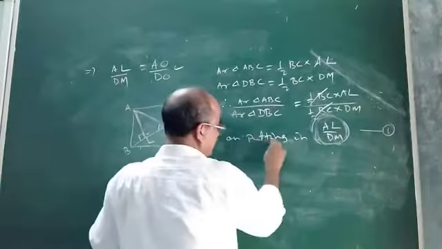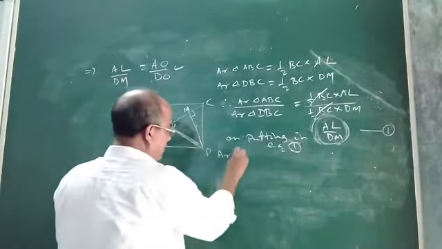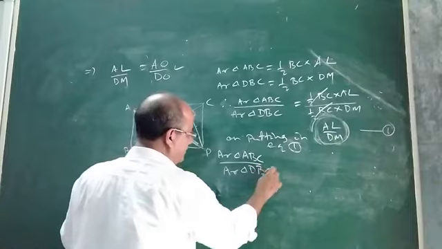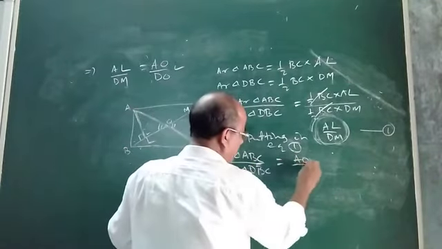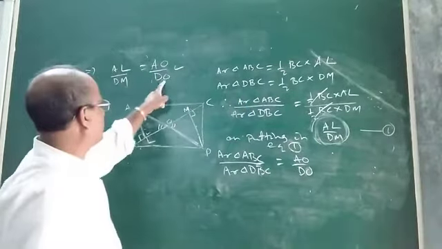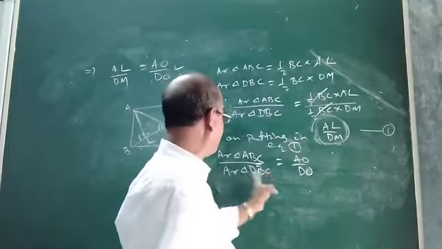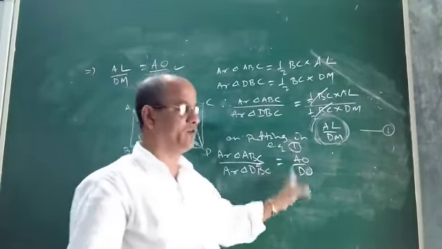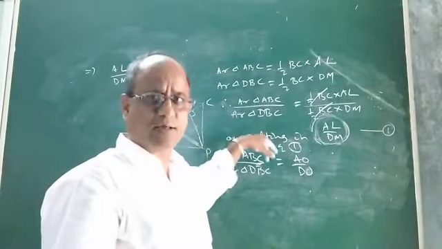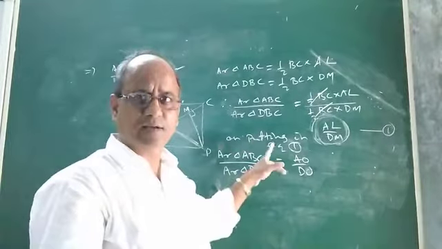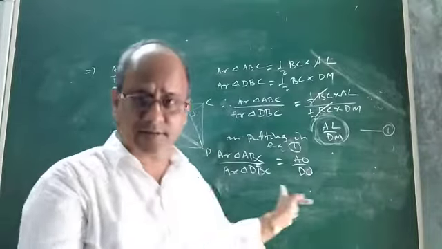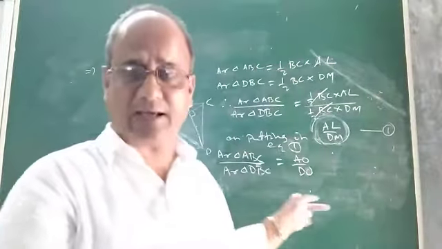On substituting in equation 1, area of triangle ABC divided by area of triangle DBC will be equal to AO by DO. See, AL by DM is equal to AO by DO. So put the value here. So area triangle ABC divided by area triangle DBC is AO by DO. Thus we came to know that if two triangles ABC and DBC stand on the same base and on the opposite sides of the base BC, then the ratio of their areas will be equal to the ratio of AO by DO.